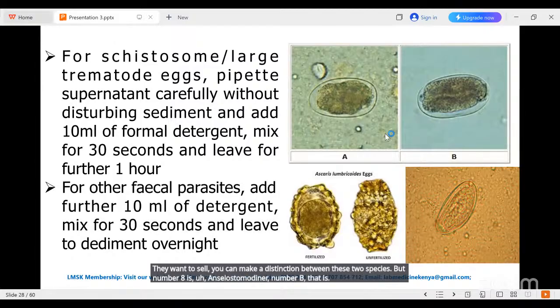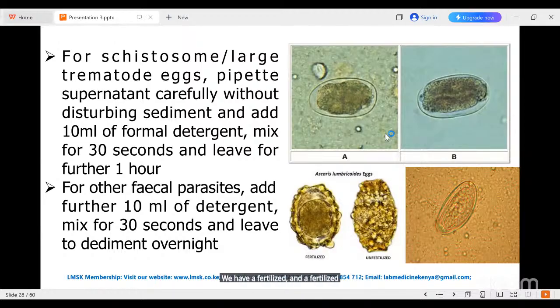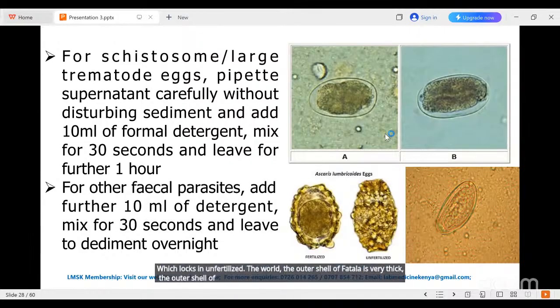Then we have fertilized and unfertilized Ascaris. You can see fertilized is very long, big. Unfertilized is very long and big. Fertilized is somehow small. Fertilized has some developing embryo inside, which lacks in unfertilized. The outer shell of fertilized is very thick. The outer shell of unfertilized is very thin.